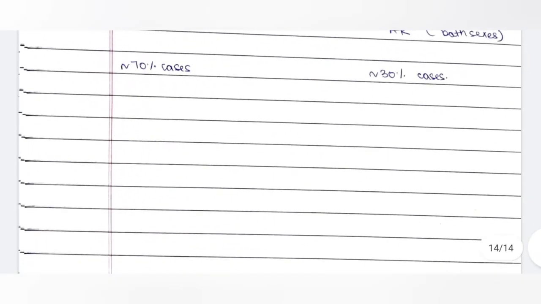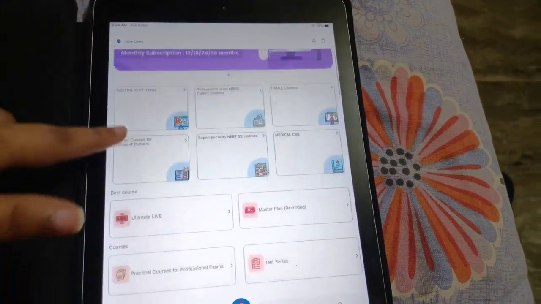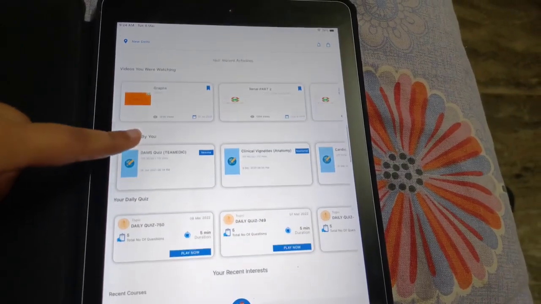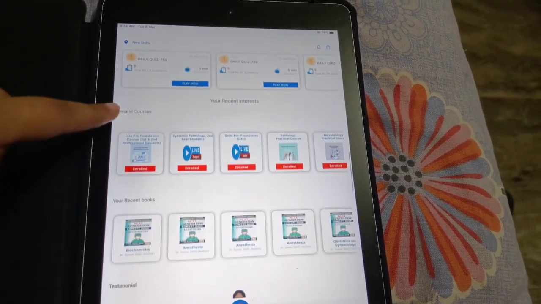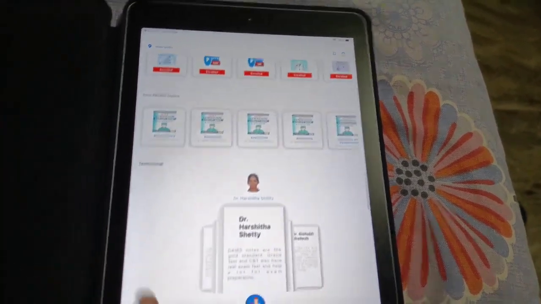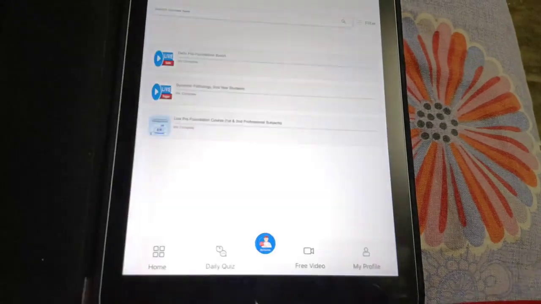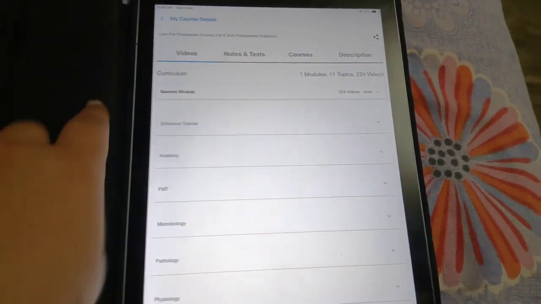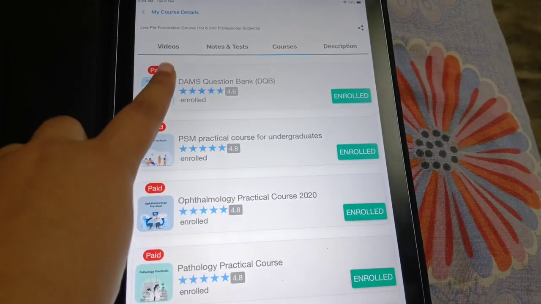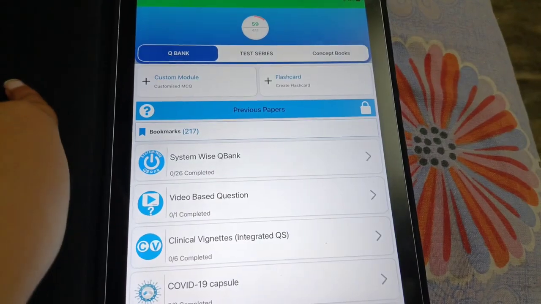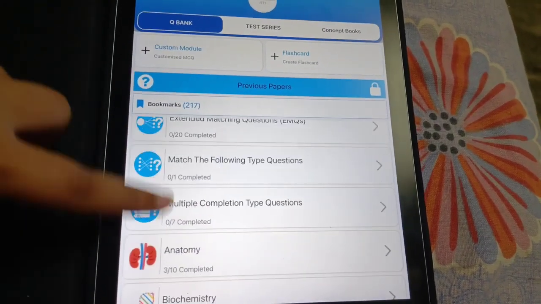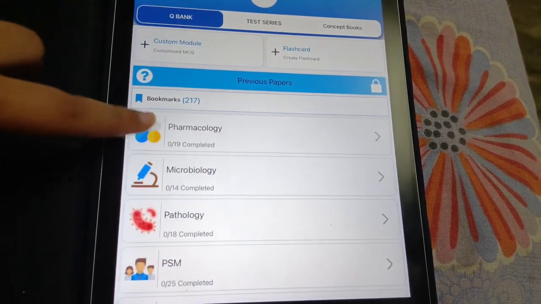So that's all. Now, after attending the class and making the notes, I'll be practicing some questions. Here you can see my screen of eMedicoz. I'll be going to my courses and the batch name is pre-foundation course. In that we'll go to courses and there we have DAMS question bank, which is DQB. I'll go to pathology question bank, and in pathology we did bleeding disorders. So I'll be practicing questions for the same.